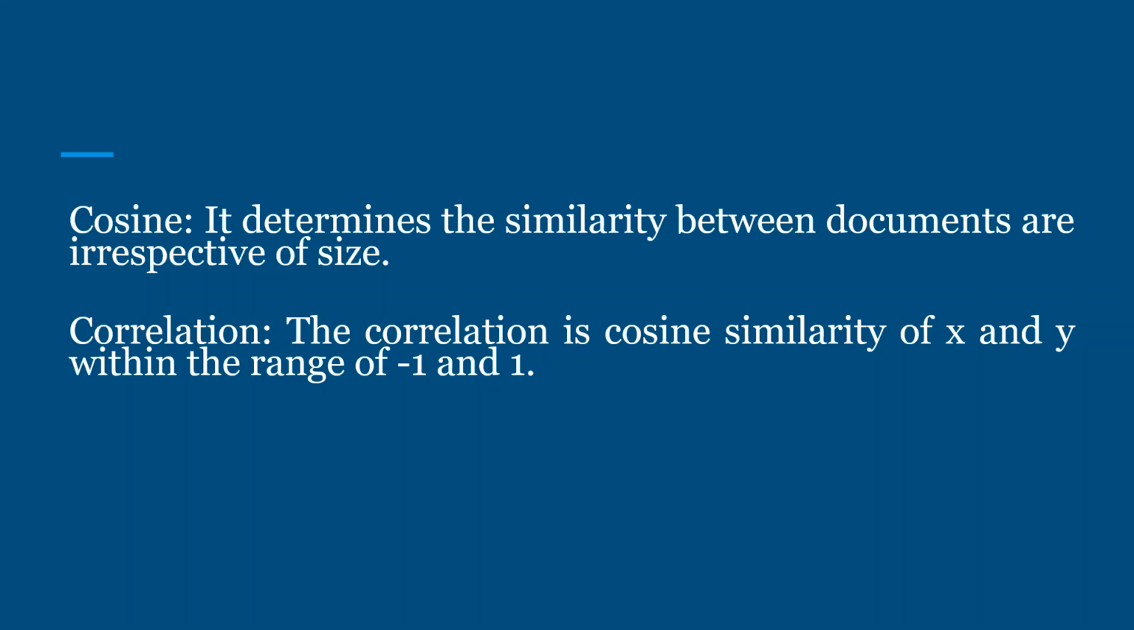Next, we have the correlation similarity measure. The correlation similarity measure is something that's derived from the cosine precisely. So it's basically a cosine similarity of x and y within the range of -1 and 1. So the correlation is essentially derived using the cosine similarity, but then it sticks to the range of -1 and 1.